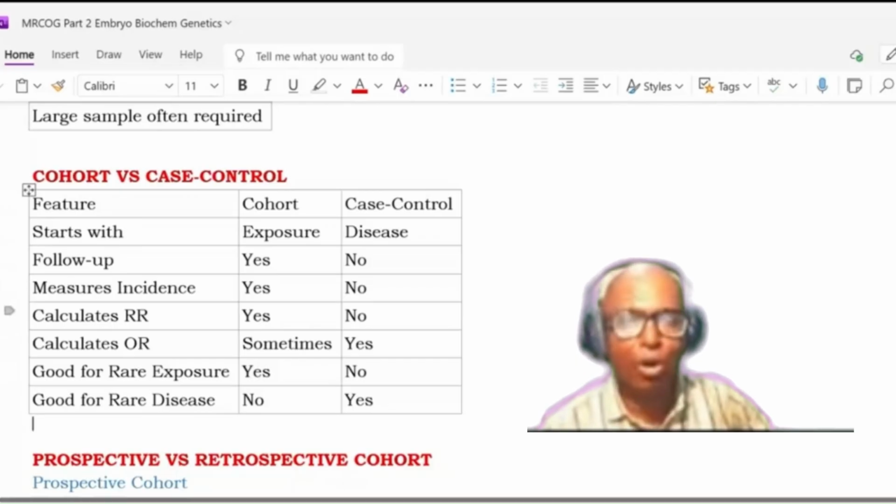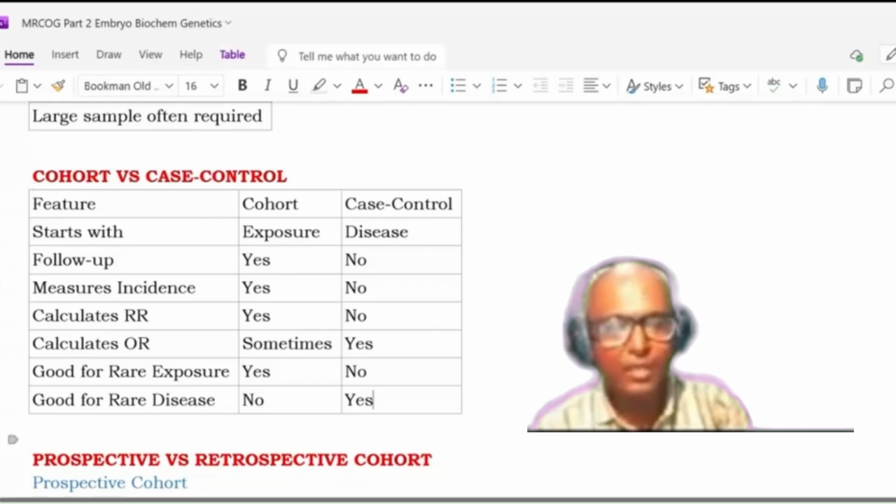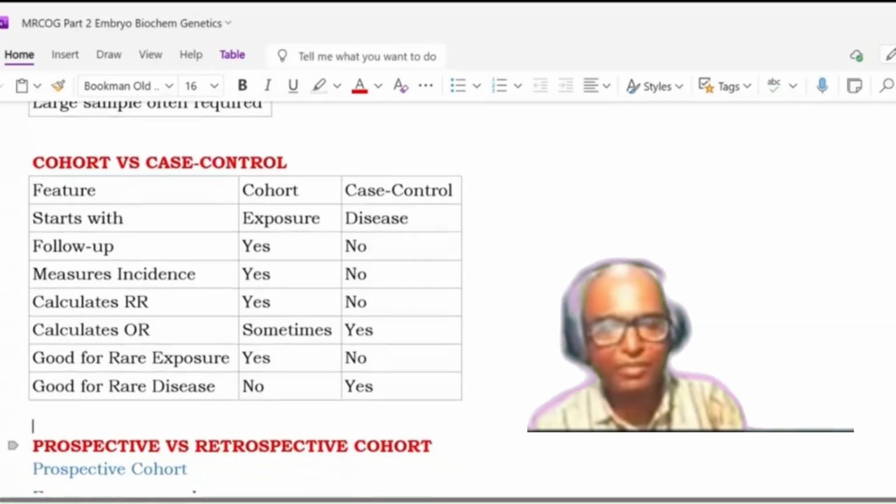Okay, and cohort is good for rare exposure, while it is not good for the rare disease. Case control is good for the rare outcome. Okay, but not for the rare exposure. Okay, so that is the main difference. These two you have to remember because these are the most frequently asked concepts. Rare exposure, cohort. Rare disease, case control. Okay. Then there is something called retrospective cohort.